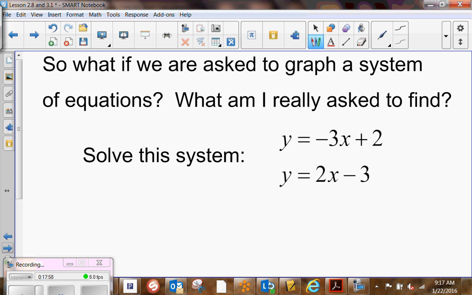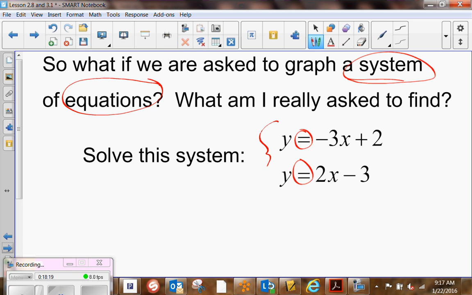So now let's switch gears a little bit and ask, what if we're asked to graph a system of equations? And notice we've gone back to equations. We've got equal signs, so we won't have any shading. What am I asked to find if I say solve this system of equations? Basically what I'm looking for is an ordered pair. If I plug this x into here and here, and I also plug this y into here and here, both of those equations will be true. So I'm looking for that ordered pair.